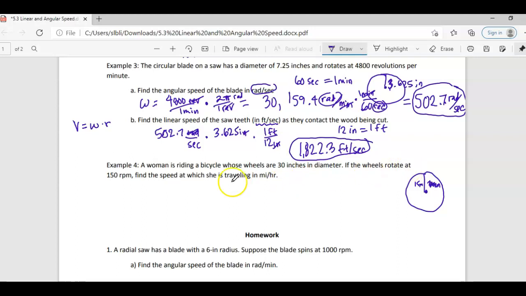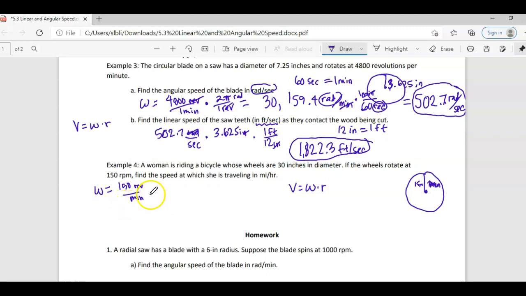If the wheels rotate at 150 revolutions per minute, so our angular speed is 150 revolutions per minute, find the speed at which she is traveling in miles per hour. So that's the linear speed. We're going to be looking for the linear speed, which is the angular speed times the radius. Okay. So we'll worry about the units in a moment. We're just going to work on making sure we get everything here.